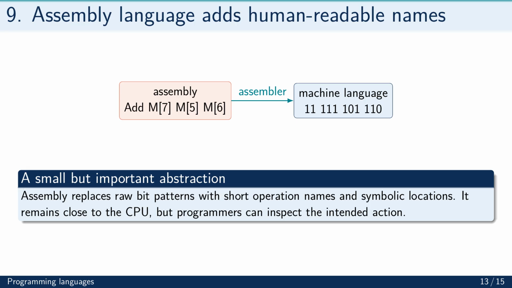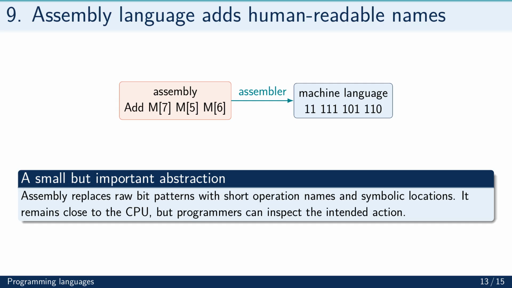Assembly language adds a human-readable layer above machine language. Instead of writing a raw bit pattern, a programmer can use a short operation name such as add along with symbolic memory locations. An assembler translates those names and operands into the binary instruction pattern the CPU can execute. The diagram shows this translation from an assembly instruction to a machine instruction.